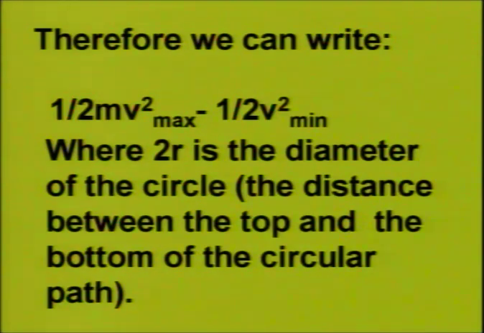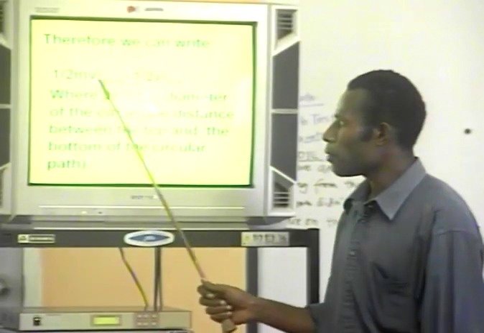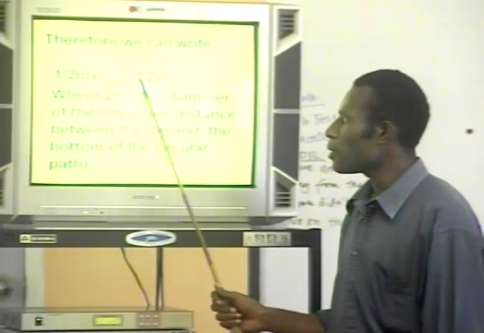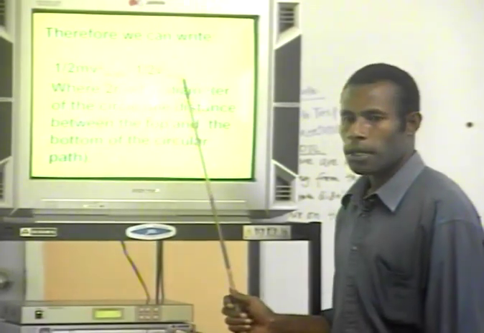In case you are not familiar with the equation, it is half mv squared maximum minus half mv squared minimum.